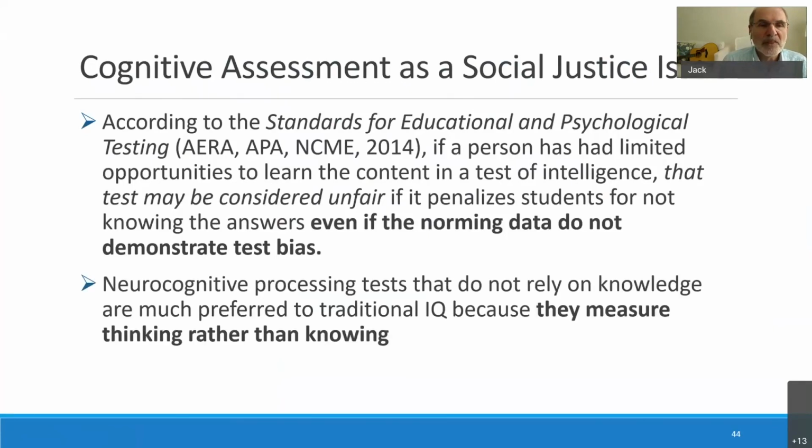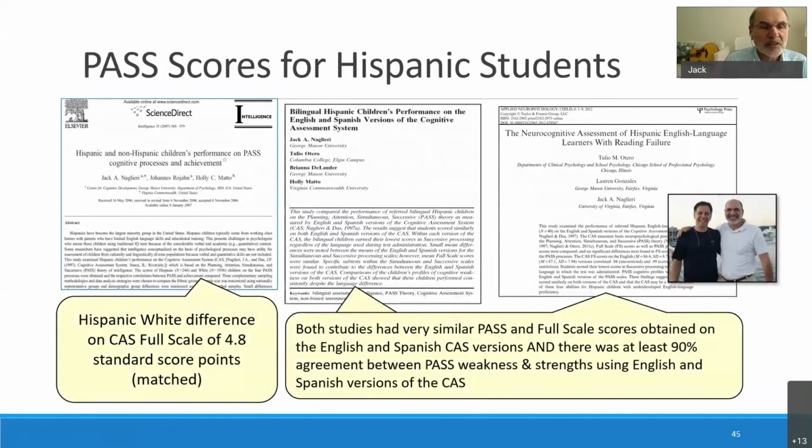And this is where PASS theory really comes in, because the neurocognitive processing tests that I developed don't rely on knowledge, because what we want to measure is thinking rather than knowing. We want to measure thinking, not knowing. And what's the result? Well, here's the result. Look at these papers published in the journal Intelligence, Applied Neuropsychology. These are major journals that we've published in, all this research on race and ethnic differences. Small Hispanic white difference, small studies when you give the CAS in English or Spanish.